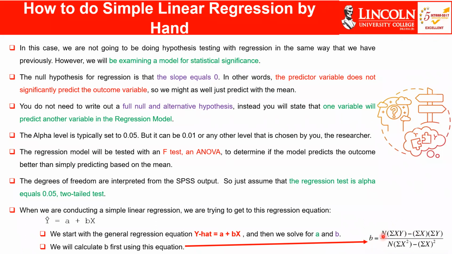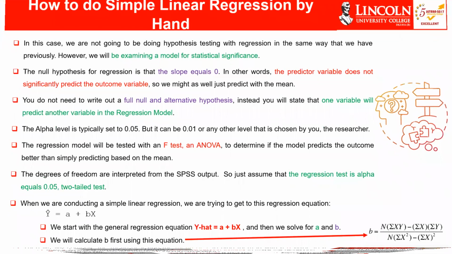B is equal to n into summation of x multiplied by y minus summation of x multiplied by summation of y, then divided by n into summation of x squared minus summation of x, the square of that value. That will give you b.